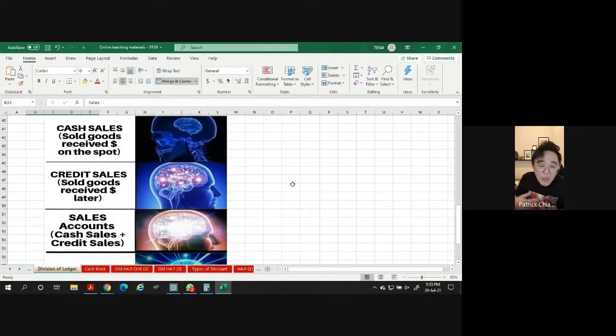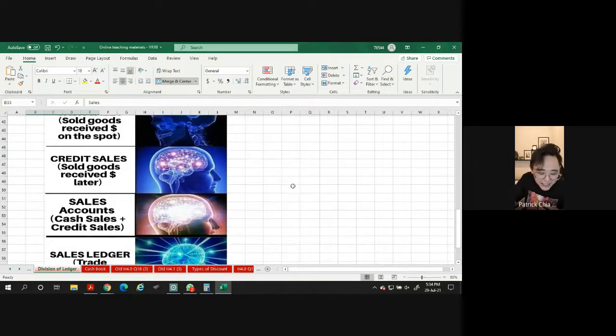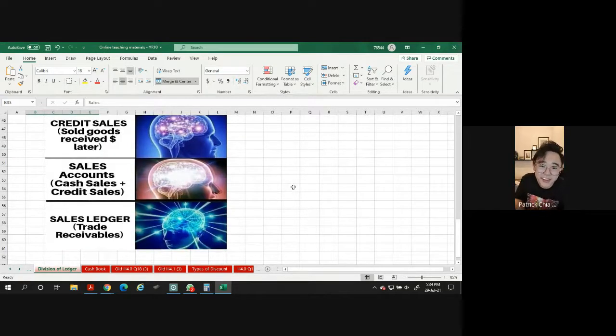And then what is the sales account? Sales account is the T account where we record all the sales. When I say all sales, it means cash and also credit sales. I don't care whether they have paid or haven't paid, pay on the spot or pay later. All the sales will be recorded under this thing called the sales account. And lastly, we have the sales ledger. What the heck is the sales ledger? The sales ledger is actually a book that has all the T accounts.